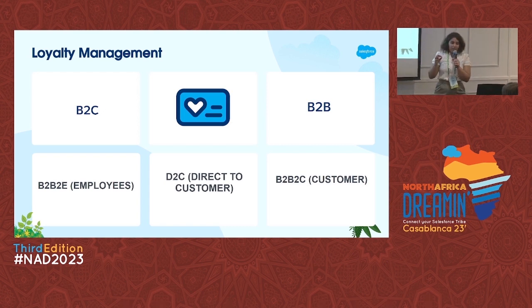They own everything, and they take everything by themselves. They do everything by themselves: the manufacturing, the marketing, the delivery, everything. So here we are talking about a direct to customer project.